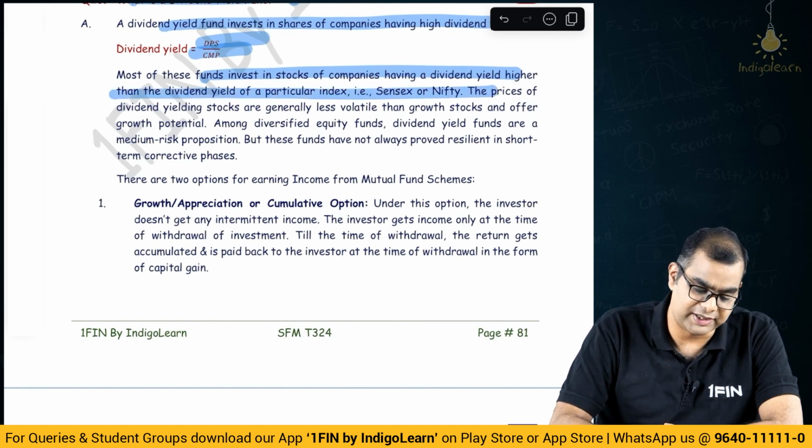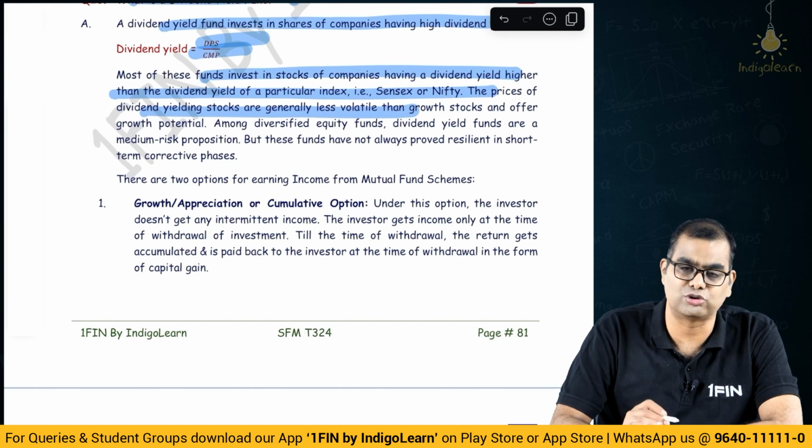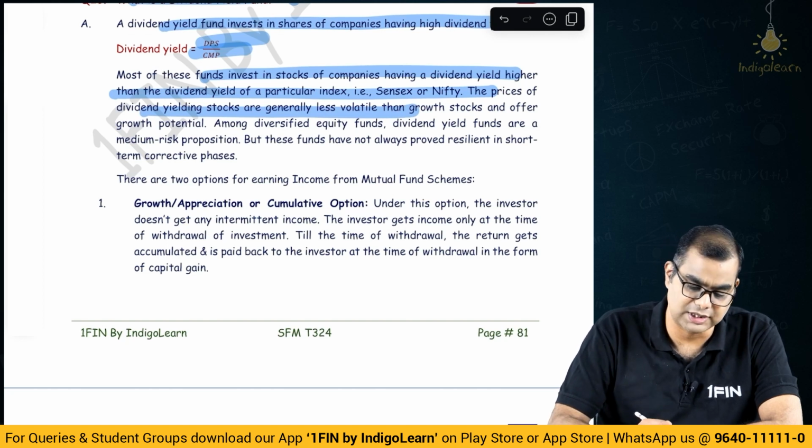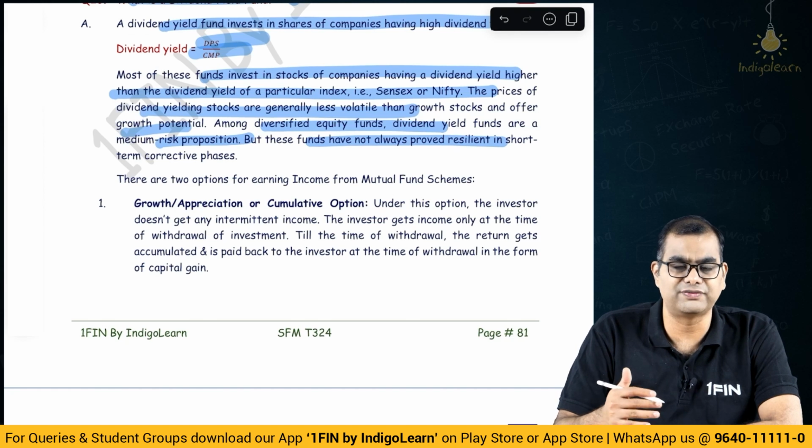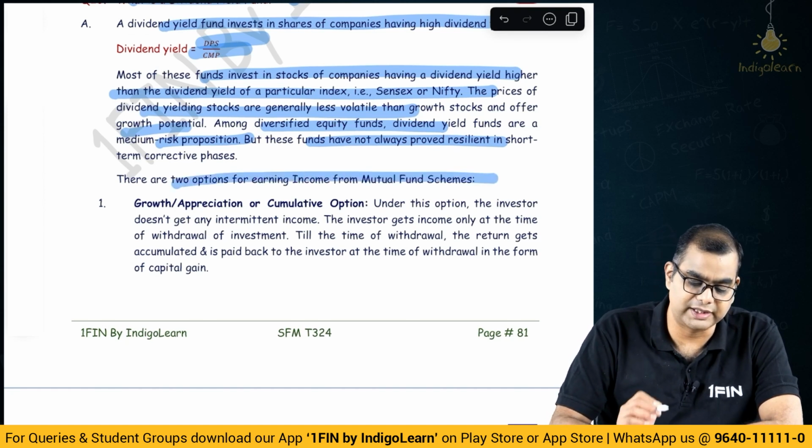Most of these funds invest in stocks of companies having dividend yield higher than the yield of a particular index, and the price of these stocks are generally less volatile than growth stocks. So these are basically value stocks and offer growth potential. Among diversified equity funds, dividend yield funds are medium risk proposition, but these funds have not always proved resilient in short term corrective phases. So these funds do well in medium term and long term, and not necessarily in the short term.